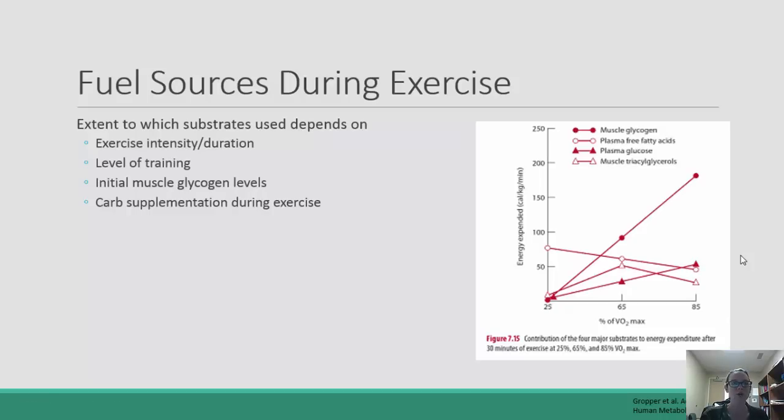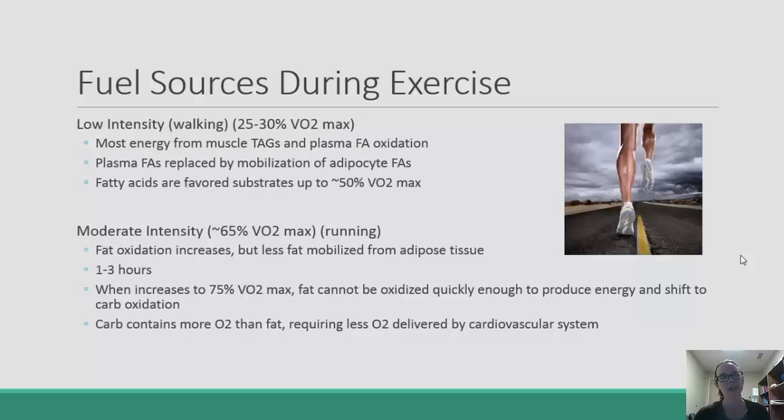The extent to which the substrates are used is also dependent on initial muscle glycogen levels and carb supplementation during exercise, and we're going to talk about all of these. So at low intensity walking, I'm at a very low level of my maximum oxygen consumption. I'm not working that hard. Maybe I'm walking or something. Most of my energy is going to come from my muscle triglycerides and my plasma-free fatty acids.